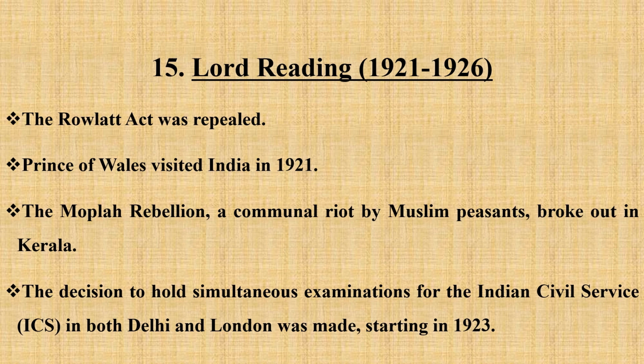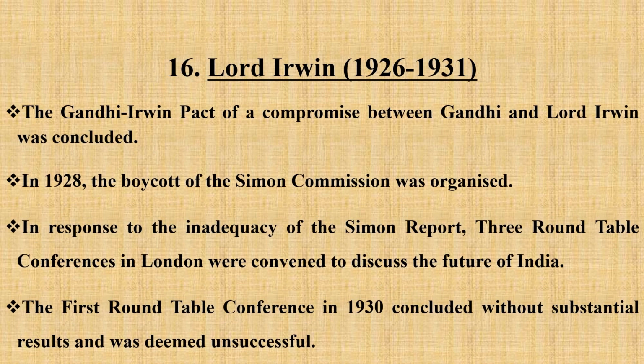Lord Irwin, 1926 to 1931. The Gandhi-Irwin Pact, a compromise between Gandhi and Lord Irwin, was concluded. In 1928, the boycott of the Simon Commission was organized. In response to the inadequacy of the Simon Report, three round-table conferences in London were convened to discuss the future of India. The first round-table conference in 1930 concluded without substantial results and was deemed unsuccessful.